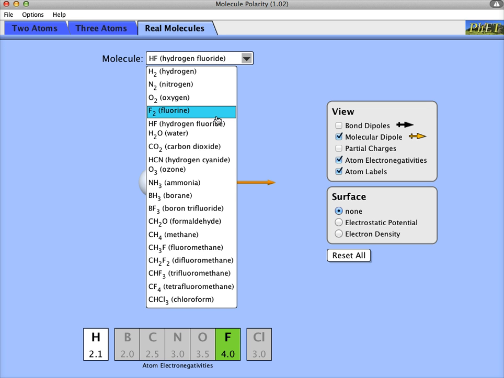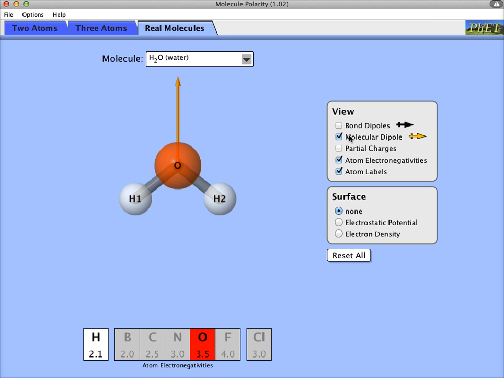Let's look at water. Again, the difference between hydrogen and oxygen is fairly high. So within that bond, you'll see that this oxygen will be slightly negative and these hydrogens will be slightly positive. The arrows will both point from the hydrogen to the oxygen. Now, is there a negative end and a positive end of this molecule? Yes, there is. Because this oxygen is slightly negative and the hydrogens are slightly positive, the oxygen end is going to be negative, and down here, the hydrogen end will be positive.